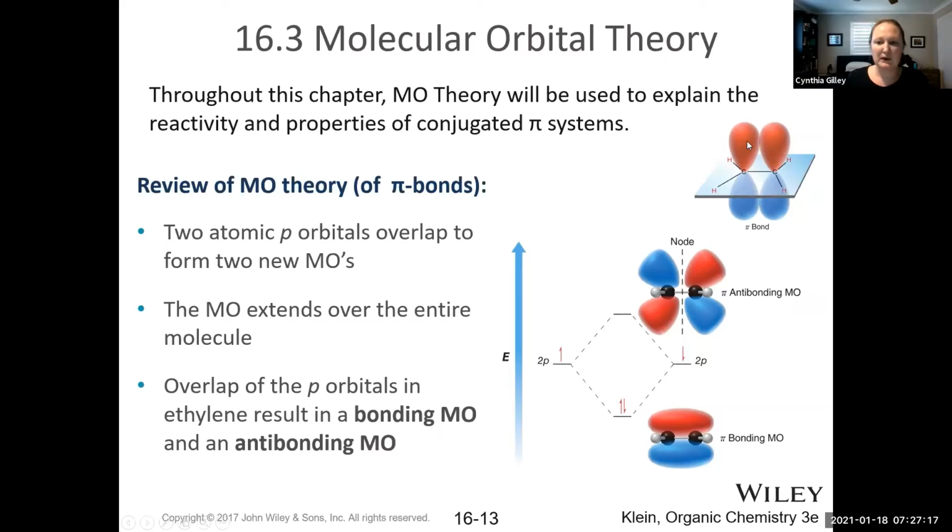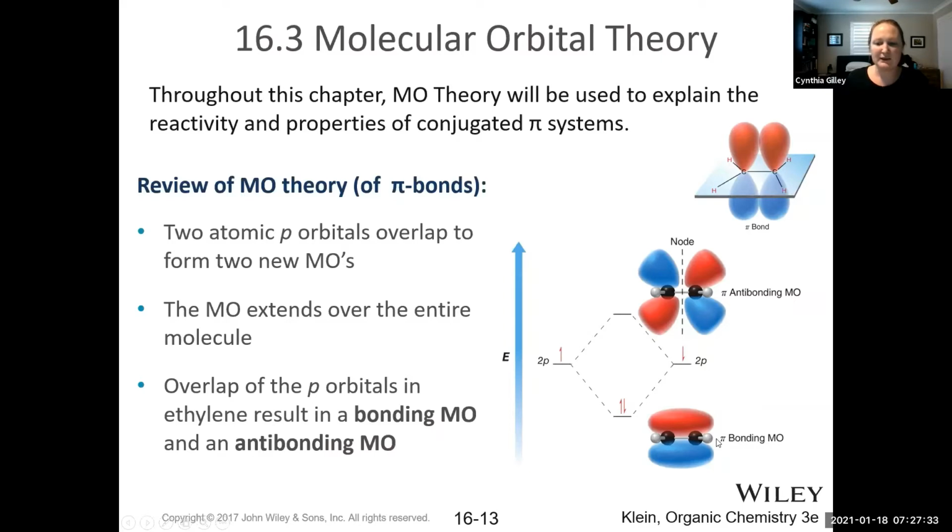Each p orbital brings one electron to the bond. So both of these two electrons will pair up and occupy the bonding molecular orbital. And the anti-bonding molecular orbital does not have any electrons in it.